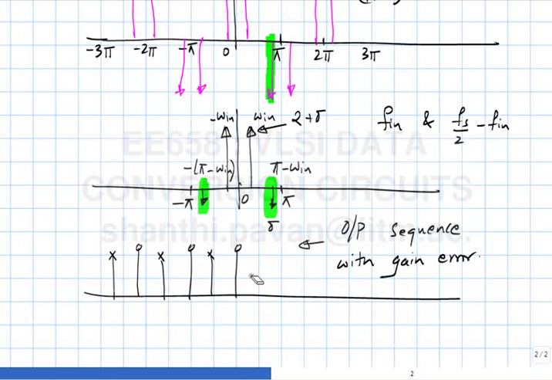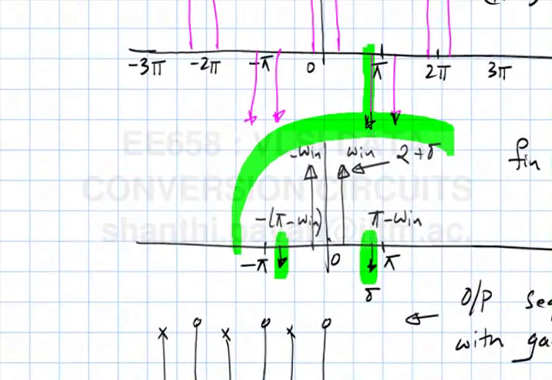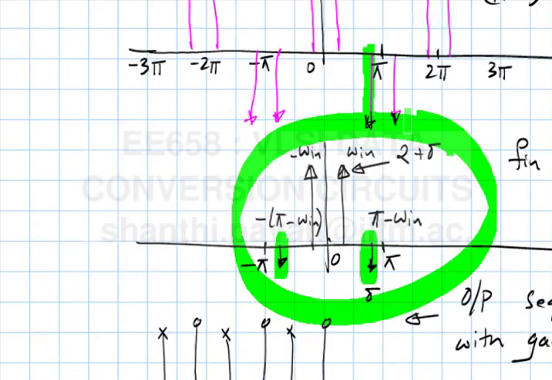And that makes sense, from the previous argument: if you put in omega n, you see omega n and pi minus omega n. If you put in 0, you see 0 and pi, which is equivalent in the continuous time domain to DC and Fs by 2.